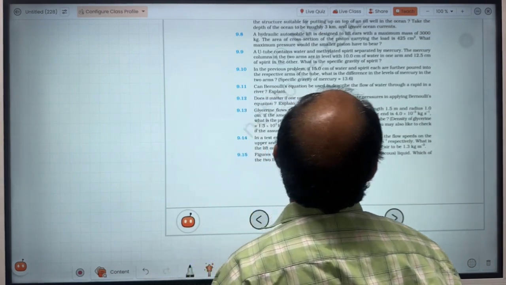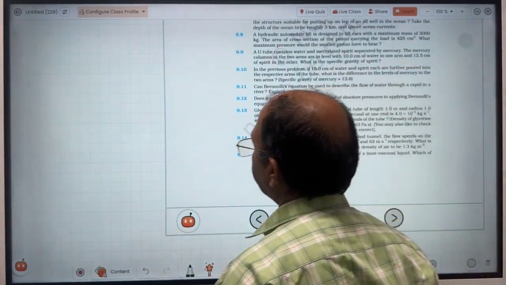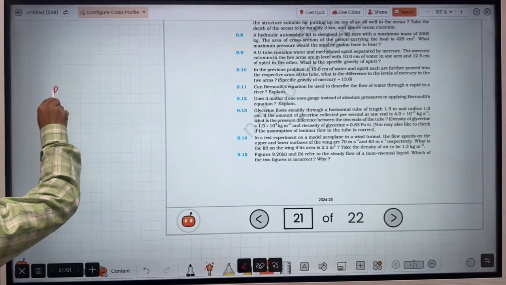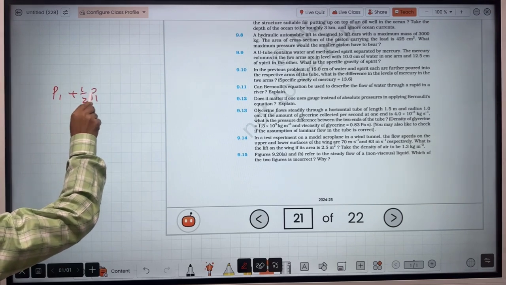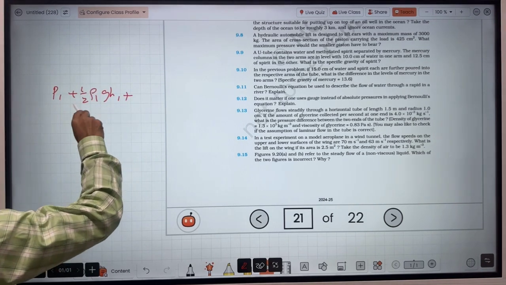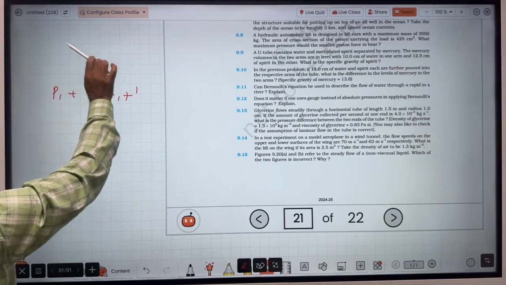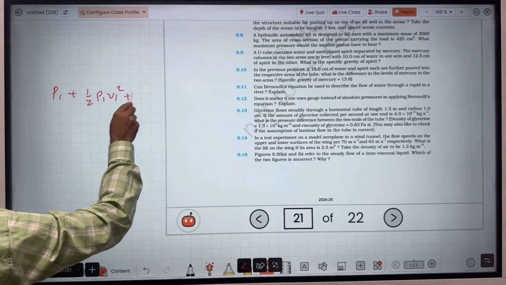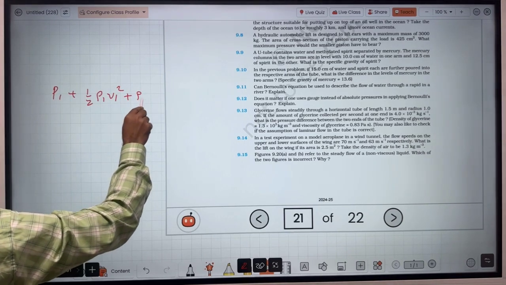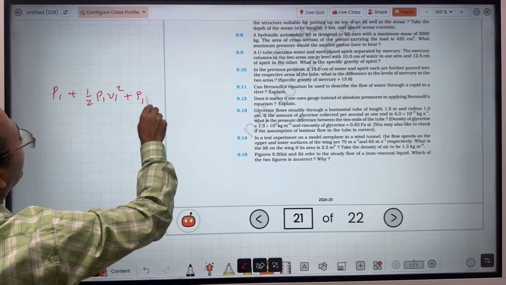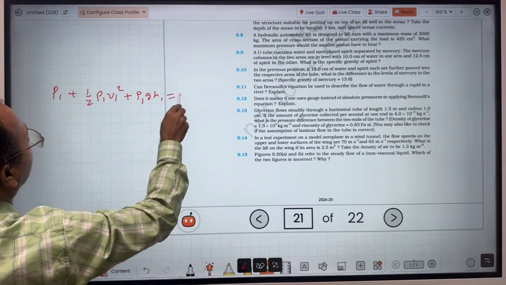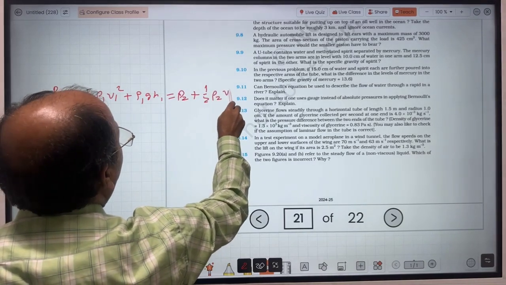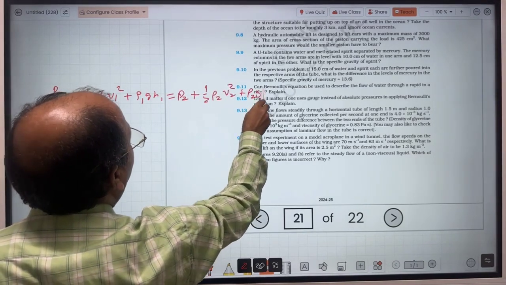Does it matter if one uses gauge instead of absolute pressure in applying Bernoulli theorem? See, if you remember, here we write P1 plus 1 by 2 rho 1 V1 square plus rho 1 g h1, equal to P2 plus 1 by 2 rho 2 V2 square plus rho 2 g h2.